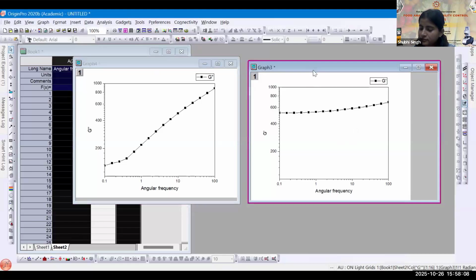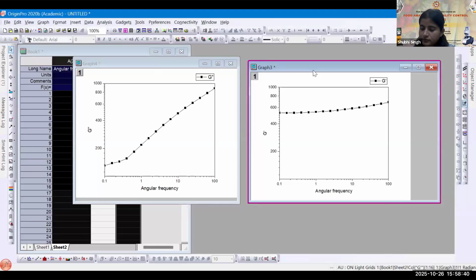Now, a high storage modulus indicates that the material behaves more like a solid, with greater ability to store elastic energy. This means it has significant stiffness and resistance to deformation. And a low storage modulus indicates that the material behaves more like a liquid with less ability to store elastic energy. This means it has less stiffness and is more easily deformed.